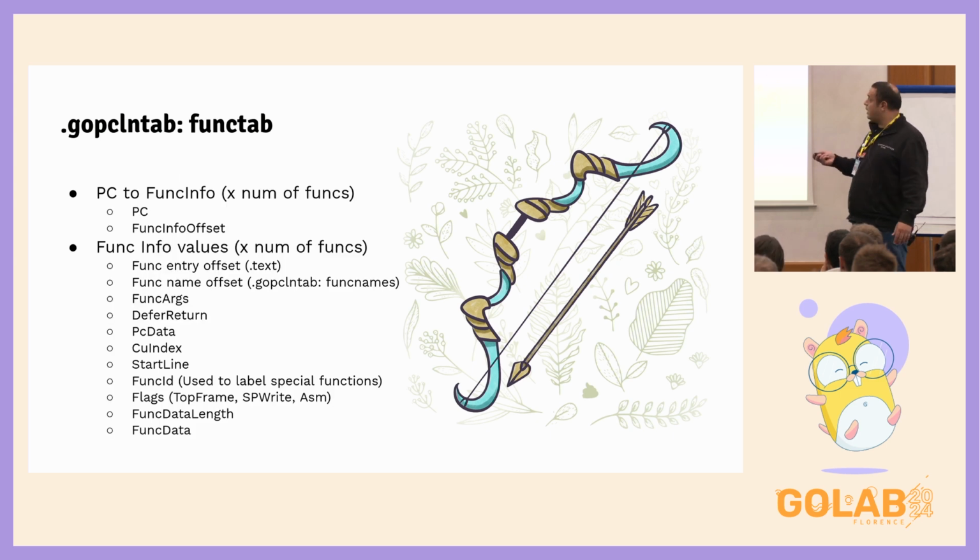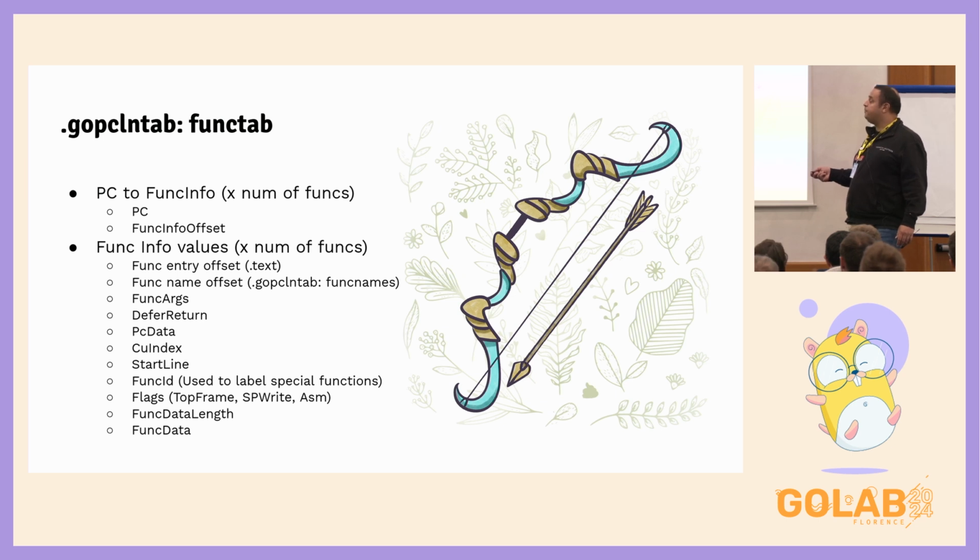Then you have the func tab. The func tab is, again, a list for each function. We are going to have a program counter that points to the specific place where the function is defined, and a func info offset that is going to be pointing to one of these structures, that you have one per function. This table is going to map from program counter to a function here. And in the function here, you have information like where the function is located in the code. It's pointing to a point in the text section, or the function name is pointing to a func name in the PCLN tab.